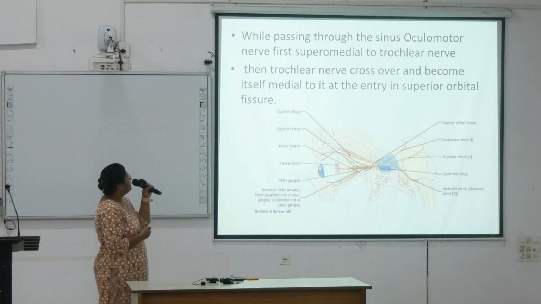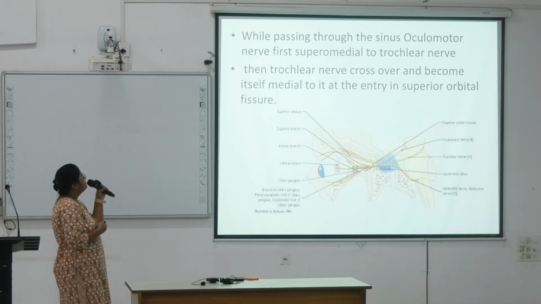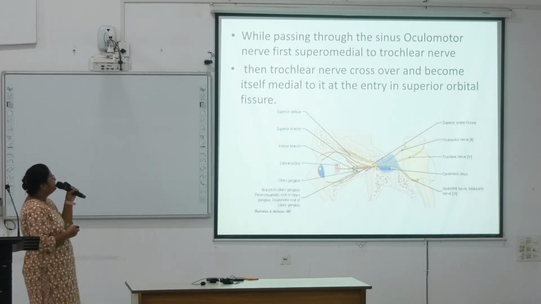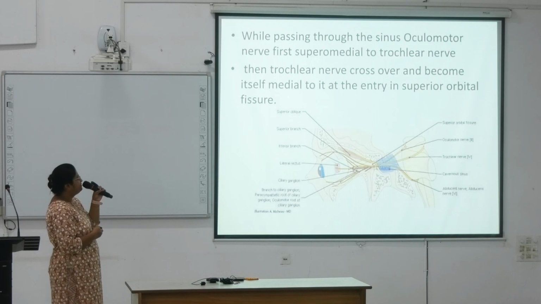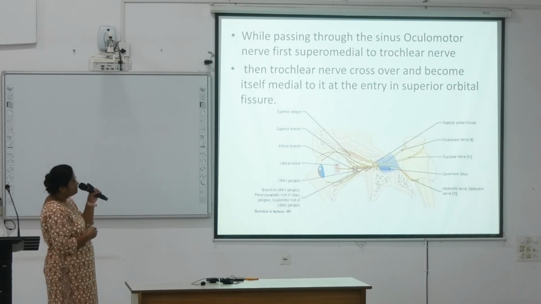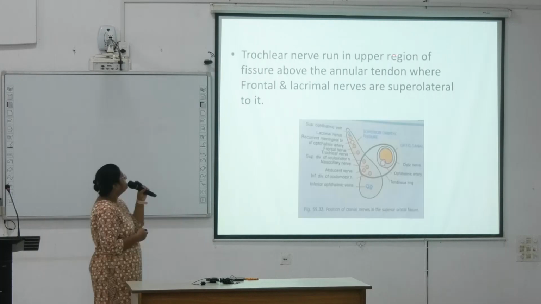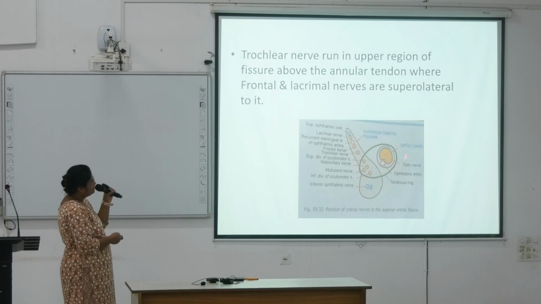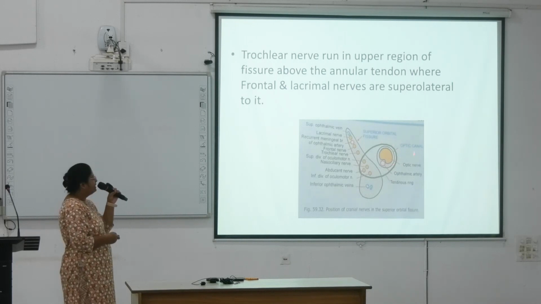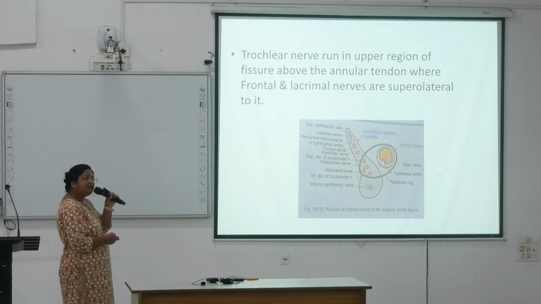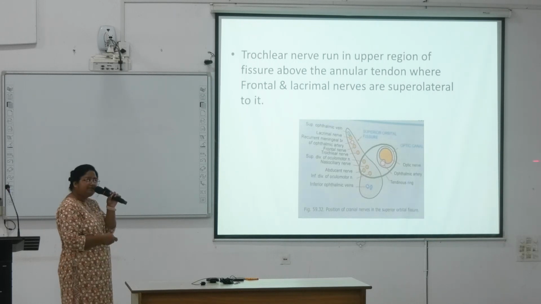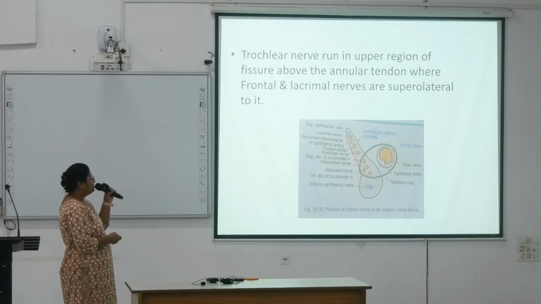while passing through the sinus, the oculomotor nerve is first superomedial to the trochlear nerve, and then the trochlear nerve crosses over and becomes medial to it at the entry in the superior orbital fissure. In the upper region of the fissure above the annular tendon, this is optic canal. Through the optic canal pass the optic nerve and ophthalmic artery, and this green one is annulus of Zinn, and this retort-shaped structure is the superior orbital fissure. So this is the intermediate compartment.